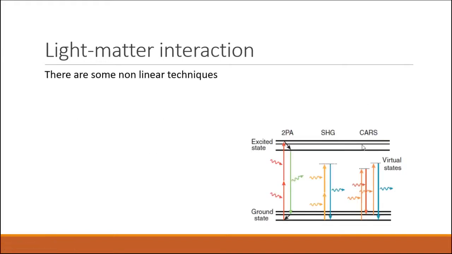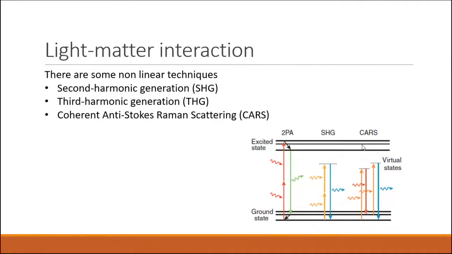Also, there are other processes like second harmonic generation, third harmonic generation, and coherent anti-Stokes Raman scattering that follow the same idea. The main difference is that in second harmonic generation and the others, we can excite the electrons to a virtual state. This means that we don't need to go to an excited state, so we have more tunability for the wavelength.